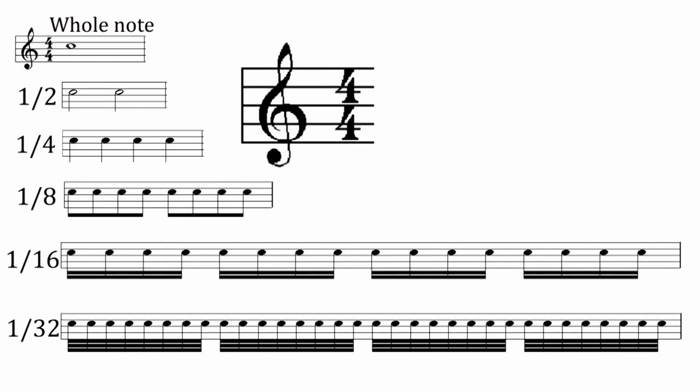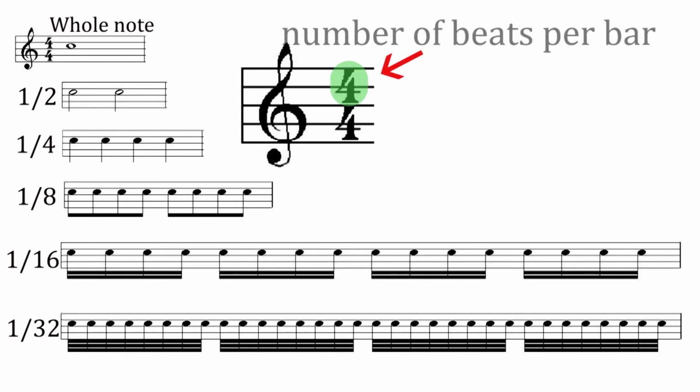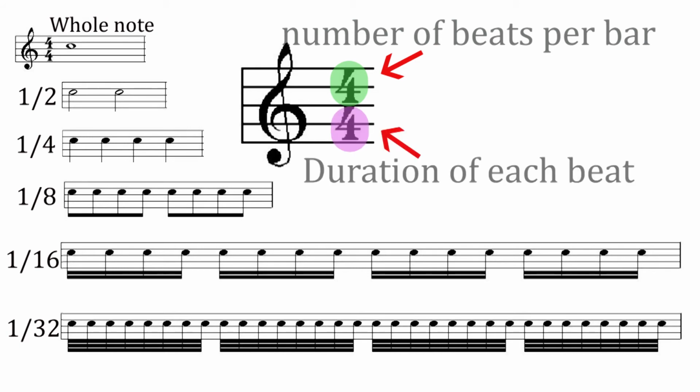Now let's look at the 4/4 time signature. It consists of 2 numbers. The top number tells us how many beats there are in the bar. In this case, there are 4 beats. The bottom number tells us the duration of each beat or the type of note that represents each beat. The easiest way to find this out is to take the bottom number and put a 1 above it and treat it as a fraction. So in this case, it is a quarter note or a crotchet.